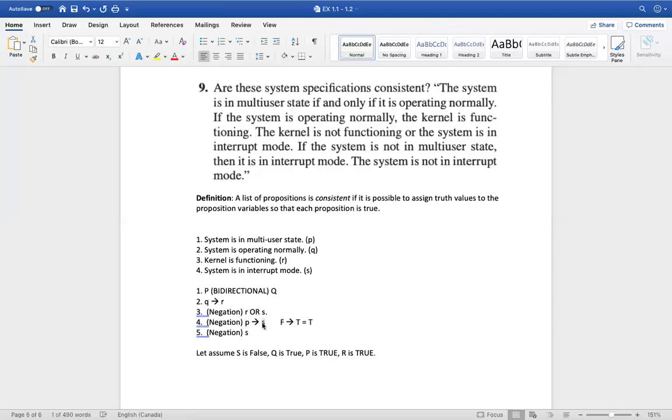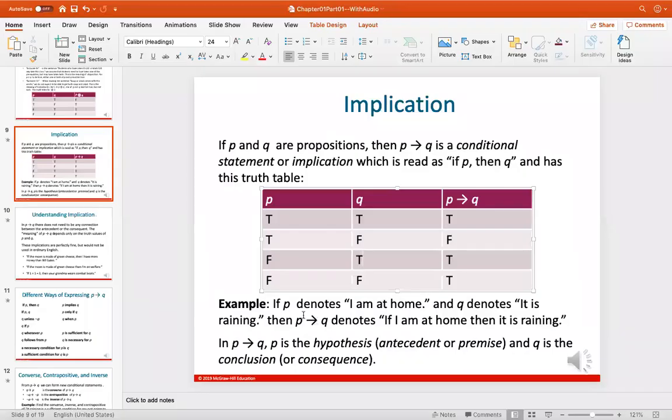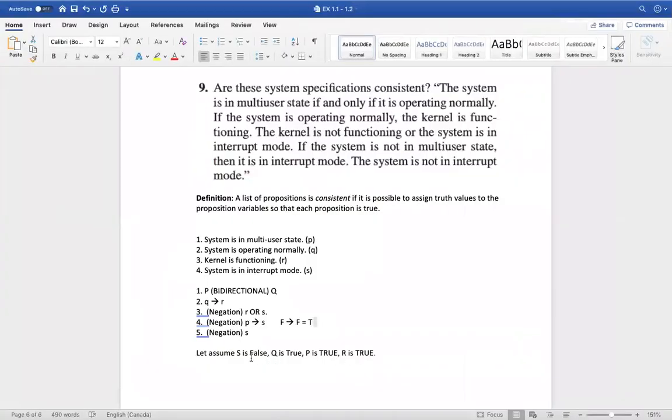And then S is here false. We assumed that S was false without the negation. Yes, we assumed S is false without negation. So with the negation, this statement will become negation of false, which is true. But for me, number 3 becomes true, but isn't number 3 supposed to be false since S is false, false or false?